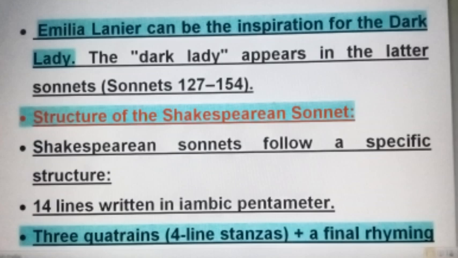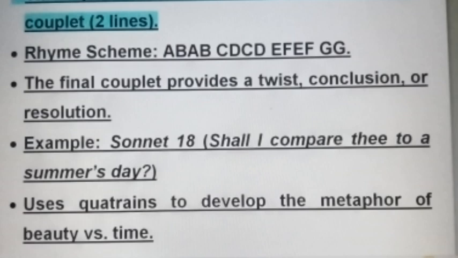Now the structure of the Shakespearean sonnet. Shakespearean sonnets follow a specific structure: 14 lines written in iambic pentameter, 3 quatrains, that is 4-line stanzas, plus a final rhyming couplet, that is 2 lines. So 4 times 3, 12, plus 2, 14. The rhyme scheme is ABAB CDCD EFEF GG. The final couplet provides a twist, conclusion, or resolution.